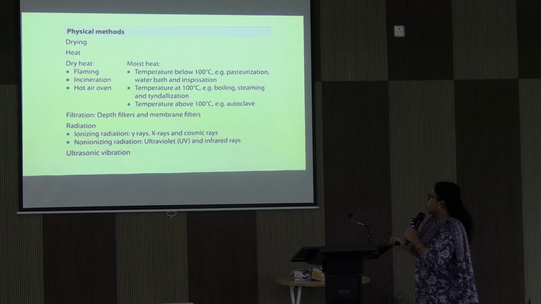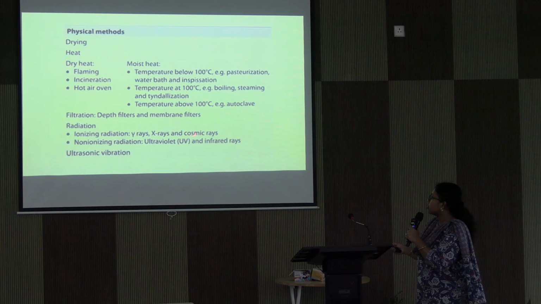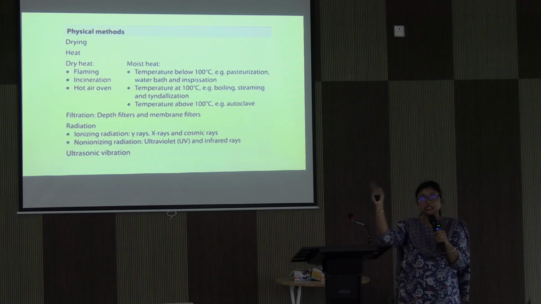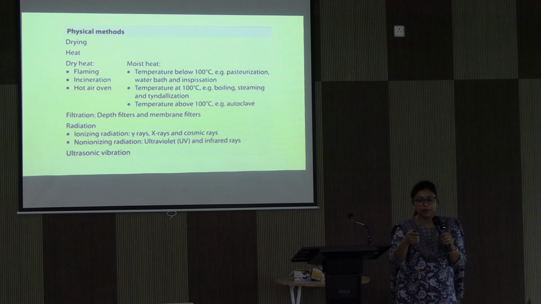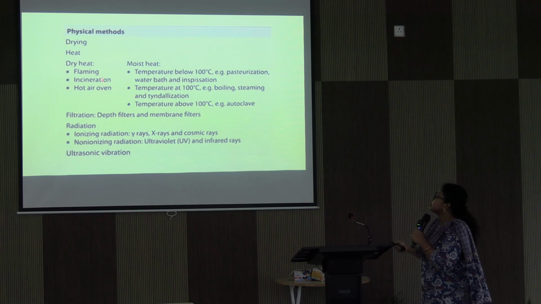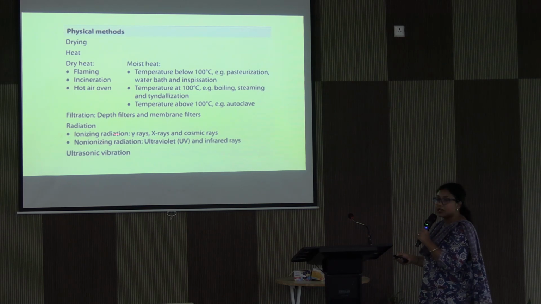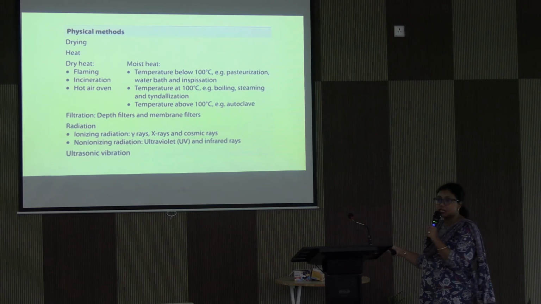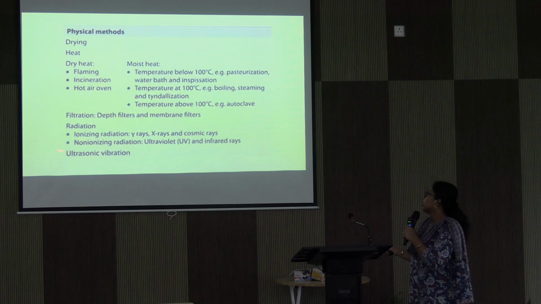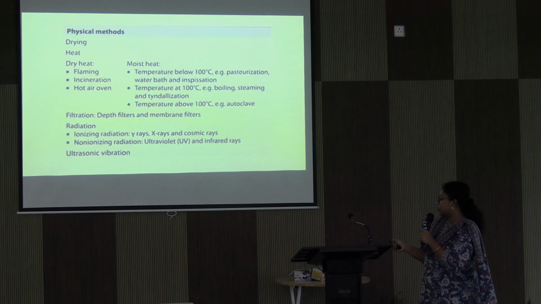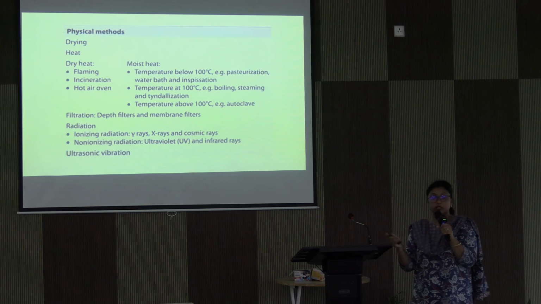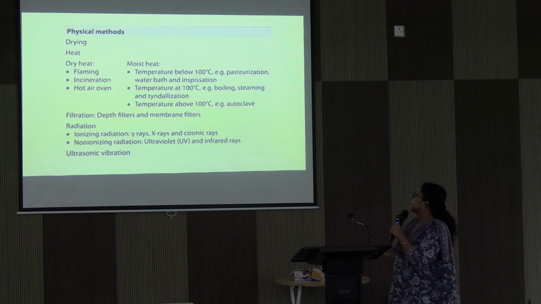Hot air oven and autoclave, these two principles. Even if you can't write anything, at least the definition and the principles. Next is filtration: depth filters, membrane filters, the HEPA filters that we see in the OT, the biosafety cabinets, all these things. Next, radiation. Radiation can be ionizing or non-ionizing. Ionizing radiation examples are gamma rays, X-rays, cosmic rays. Non-ionizing are ultraviolet and infrared. Last, ultrasonic vibration. This table is for the physical methods.